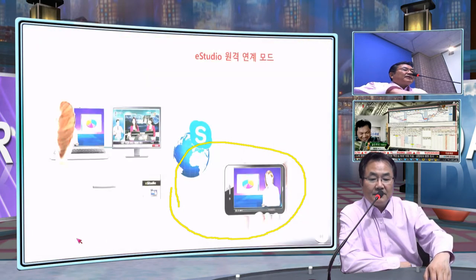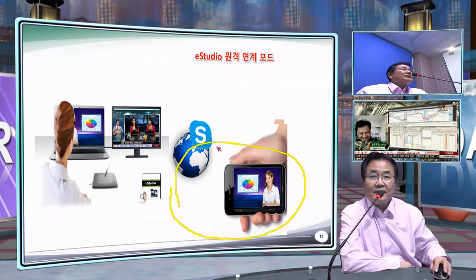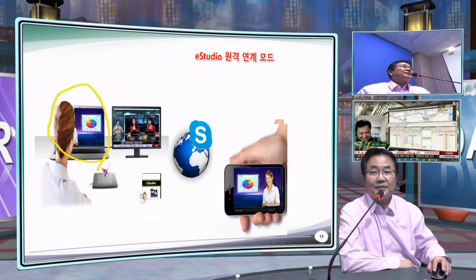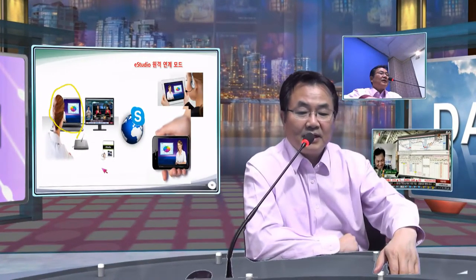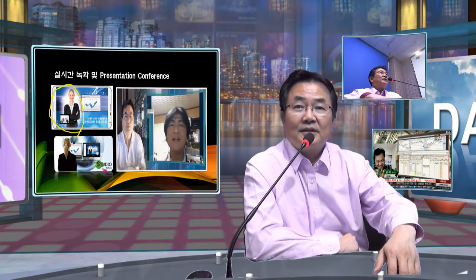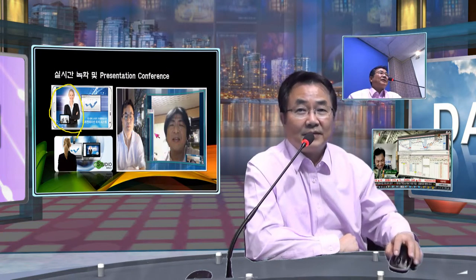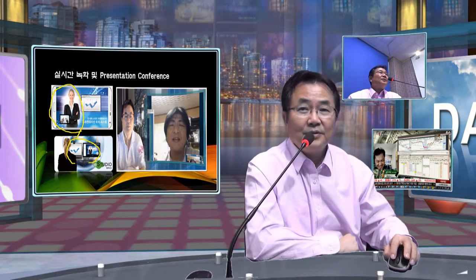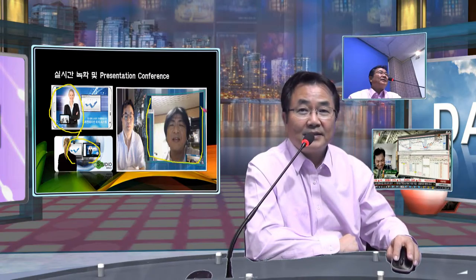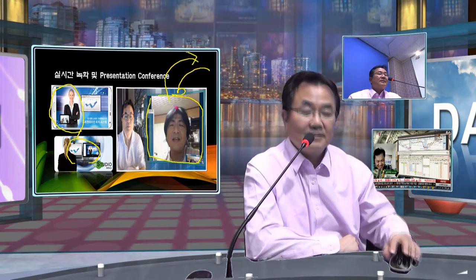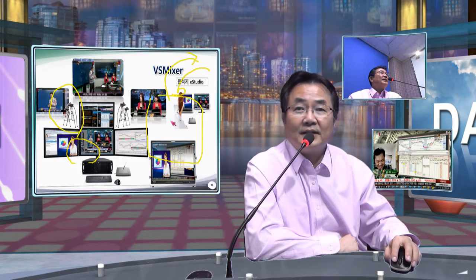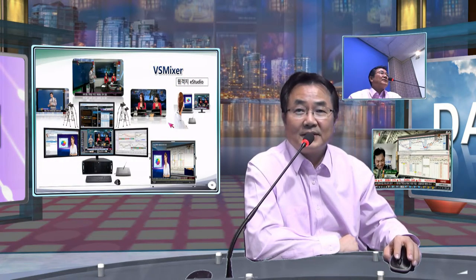All these effects we are connecting with Skype from any other people. As you know, we have eStudio, where the remote person can make a broadcast by themselves. So that way, we are really providing all the tools. They can even make a video conference mode from eStudio, where you can see the other party here, and you can bring Skype's other party here, and then you rebroadcast this to the studio. These are the features we are providing for this VSMixer.